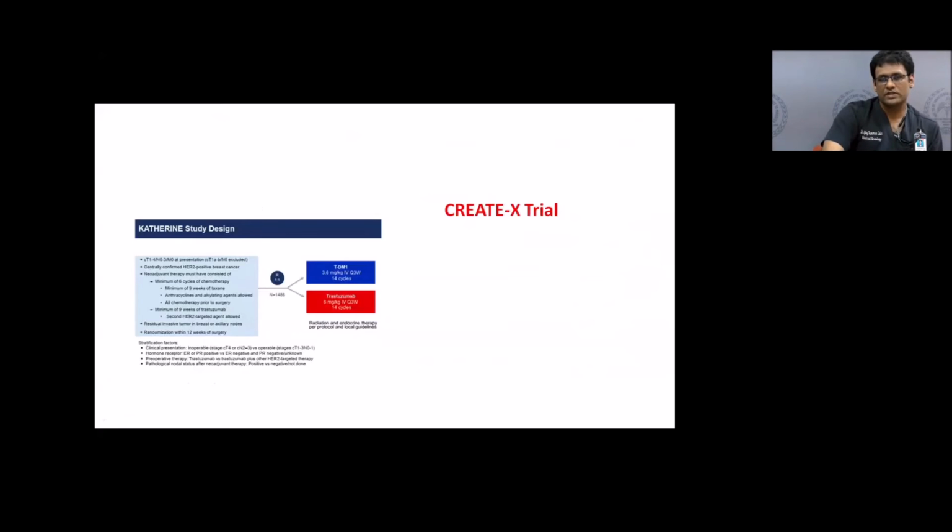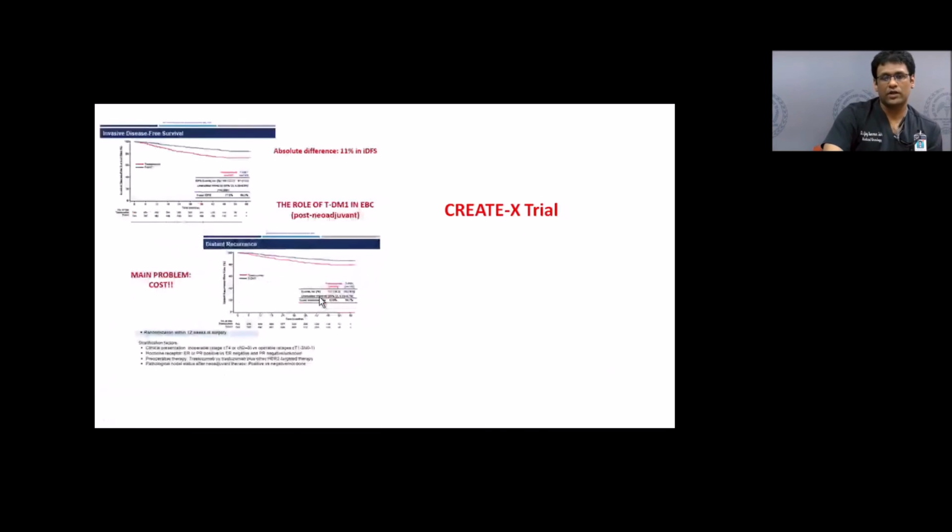This idea of treating those who don't achieve a pathological complete response has already been studied in multiple trials. So this is a study where they gave triple negative breast cancer patients chemotherapy, and those who had residual disease and did not achieve a complete response were randomized to get further capecitabine chemotherapy, and they were able to show an improvement in disease-free survival.